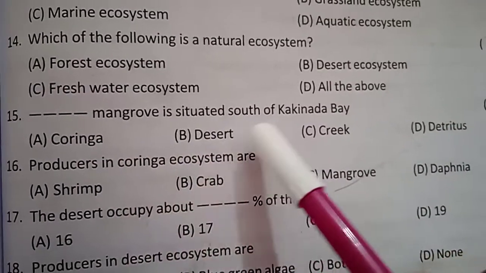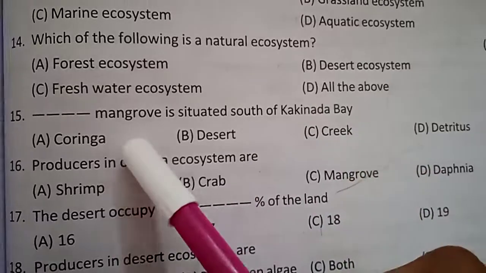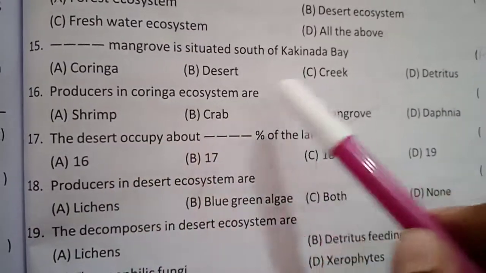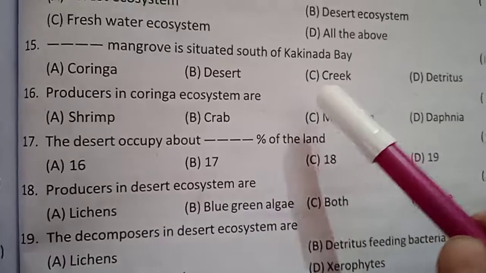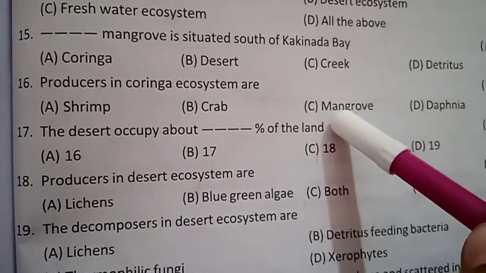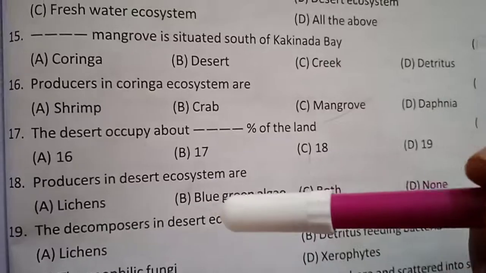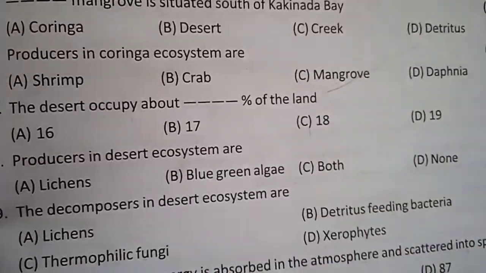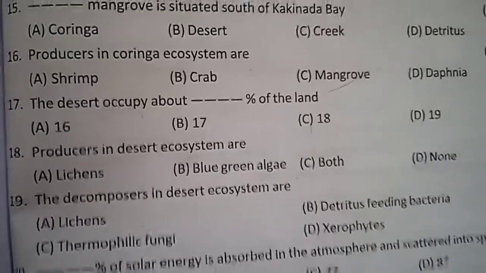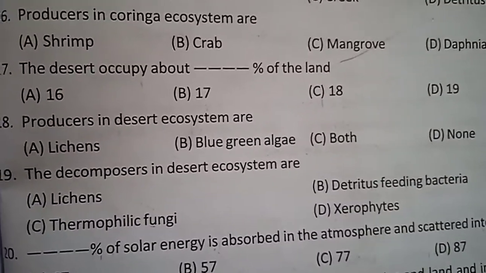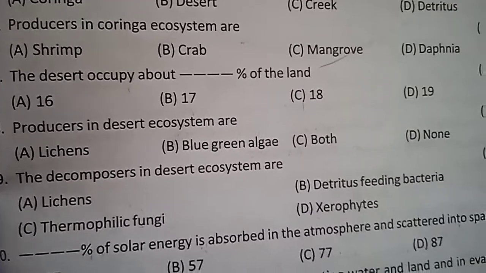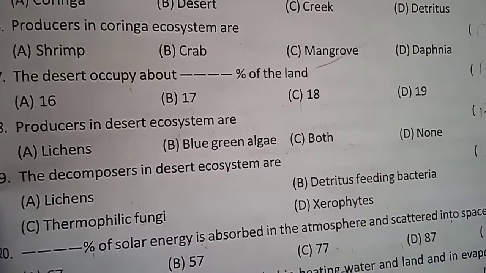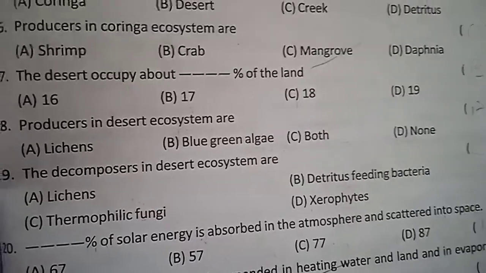Dash mangrove is situated south of Kakinada Bay, Koringa, very very important bit. Producers in Koringa ecosystem are mangroves. They can breathe through their root hairs. The root came up above the soil because they have very very sticky soil. So they can't breathe themselves from the soil. So they have to get up of the soil to get the air into them.